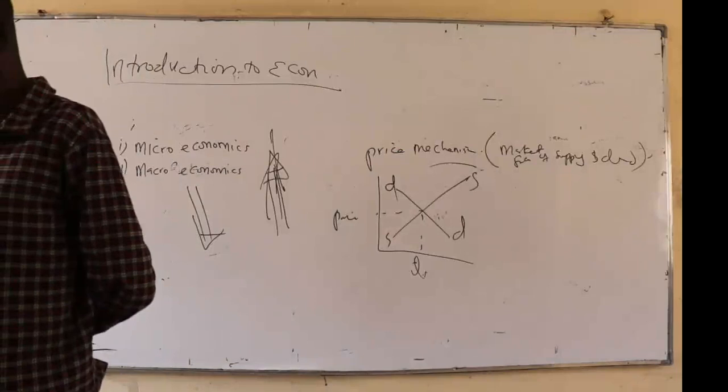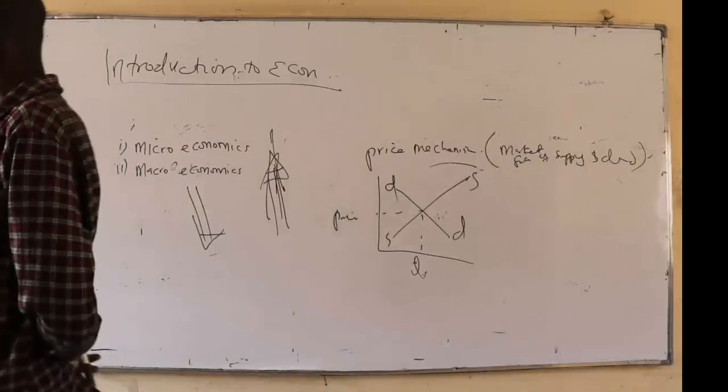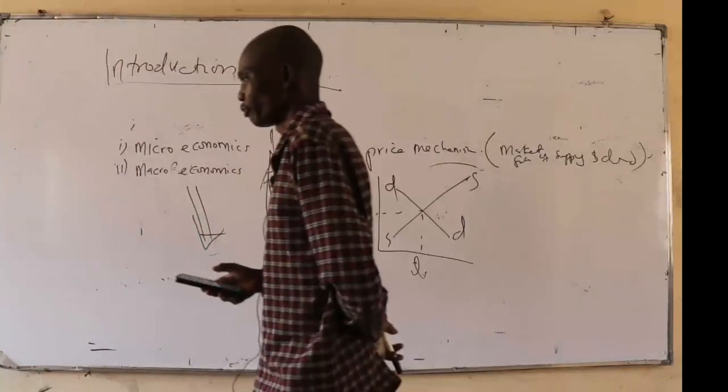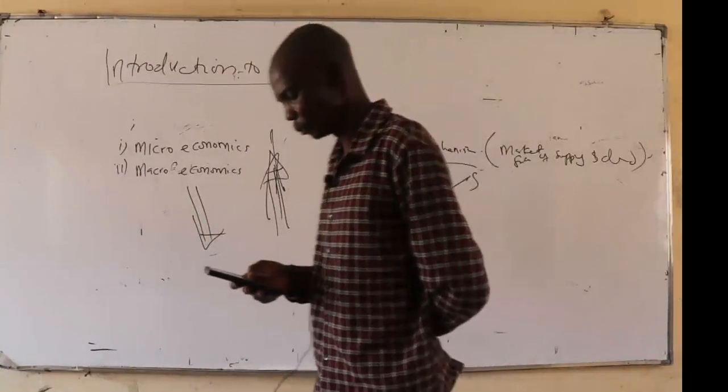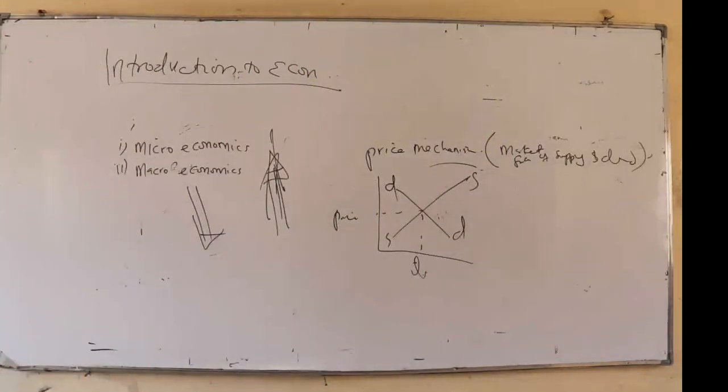So in this economic system, there is ownership of private property. So private individuals have the right to own, control, and dispose of their property as they wish. Number two, freedom of choice and enterprise.